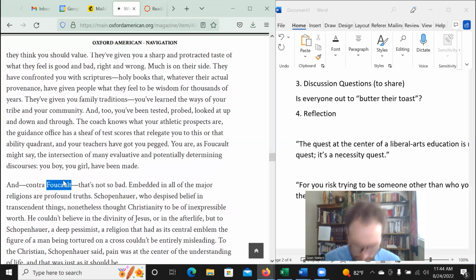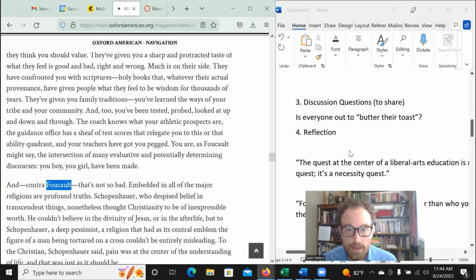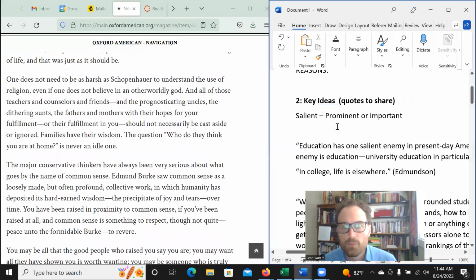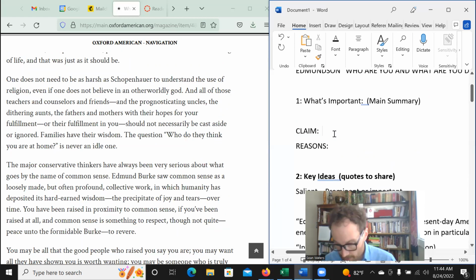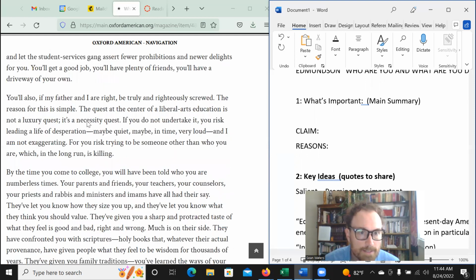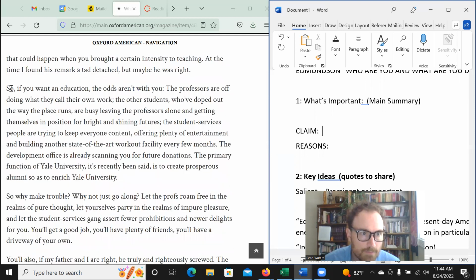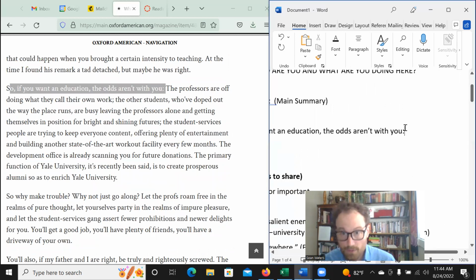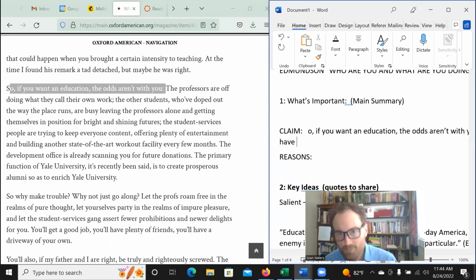And interesting, bringing up Foucault, I don't know who that is, and so on. So I'm going through this trying to find what's most important. And now I've got what I think is going to be the claim that was up here. If you want an education, the odds aren't with you. I'm going to rephrase that to be you have to fight, which I think he says up above.